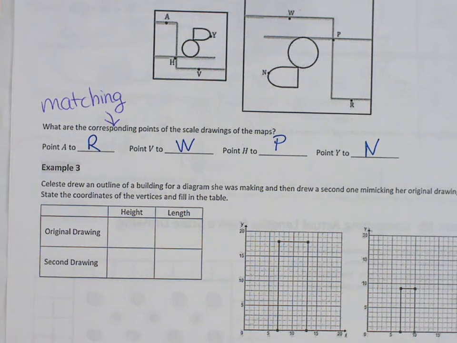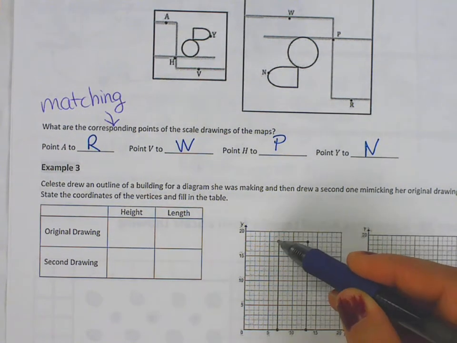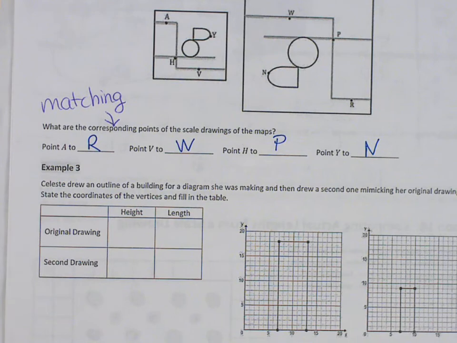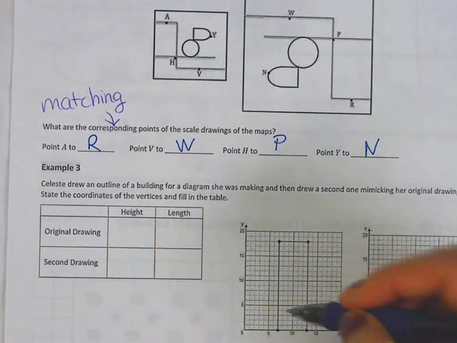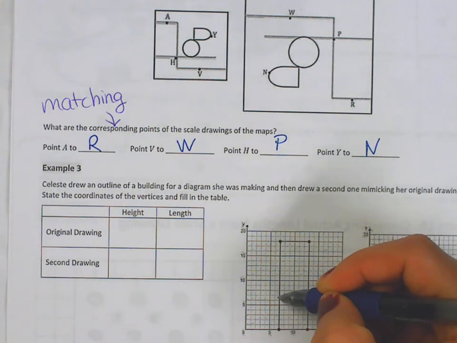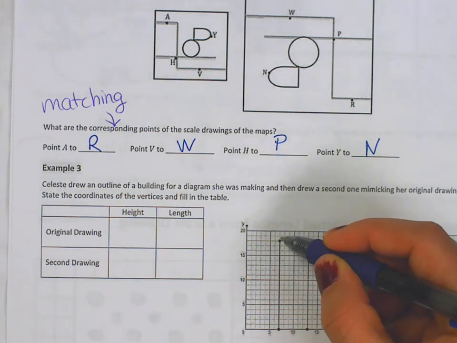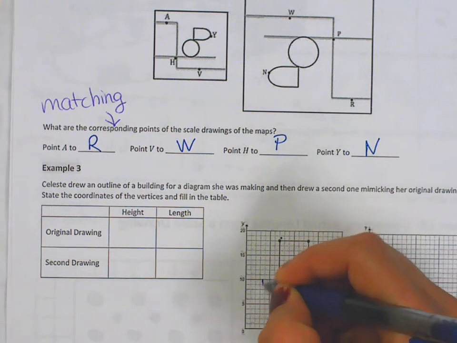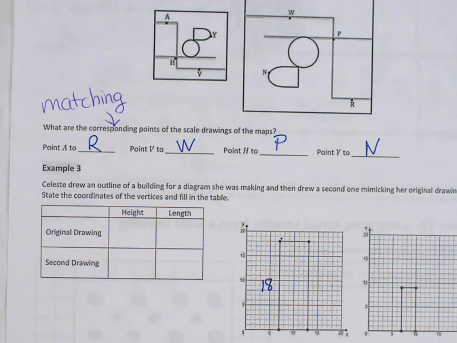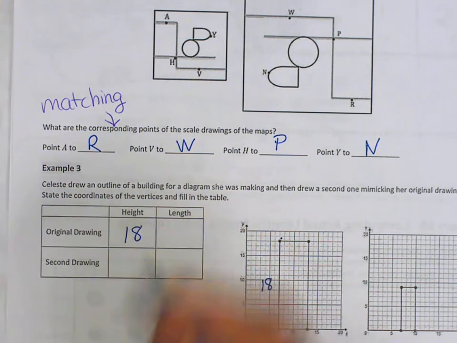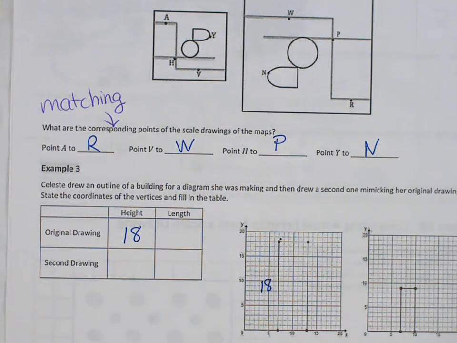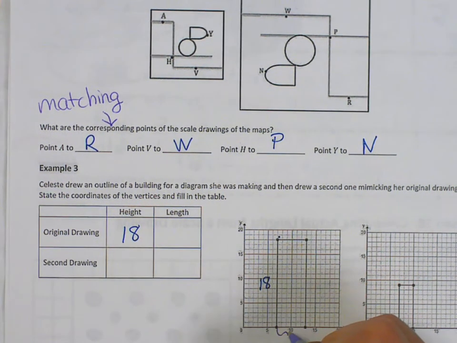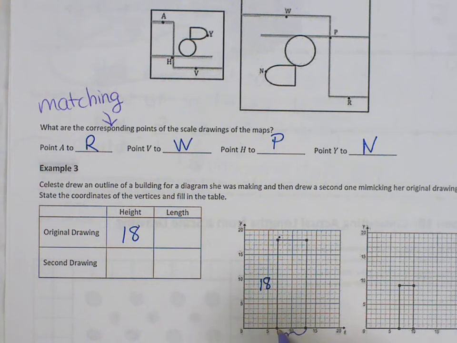So the first thing I want is the height of this. Now, most times students count lines. We don't want to count lines. We want to count spaces. How many spaces is on this side of the rectangle? And it is 18. The original height is 18. And the original length from here to here, from 7 to 13, is how many spaces? 6.